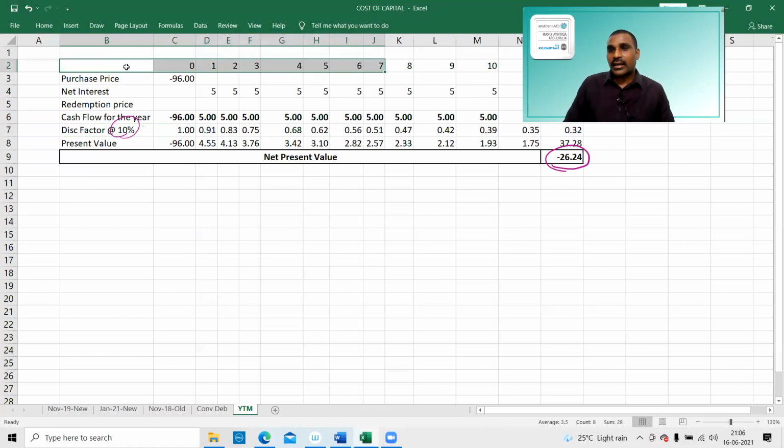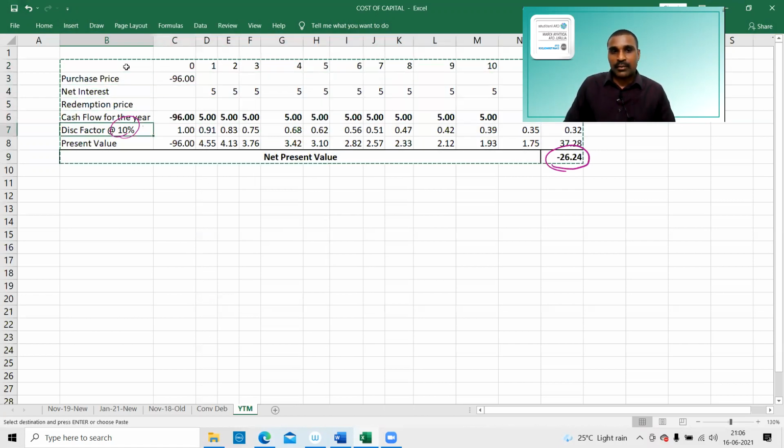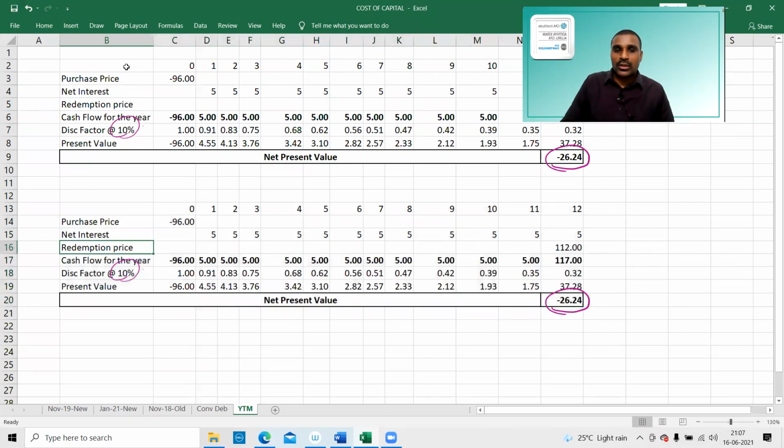Therefore, I do the same calculations, but with a different discount rate. I can try 8%, 7%, or 9%. But if at 9% I cannot get an NPV of 0, again I have to go to 8, 7, 6. That is the reason normally people take 5% as the difference. To avoid repetition of work, by convention, we'll take a 5% difference.